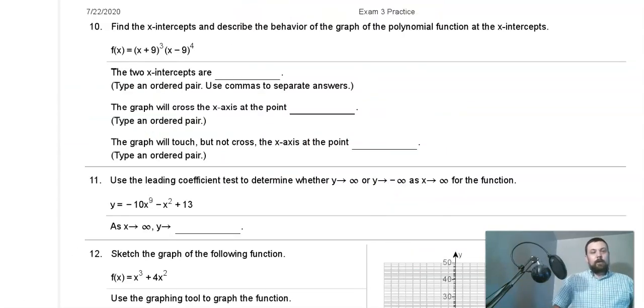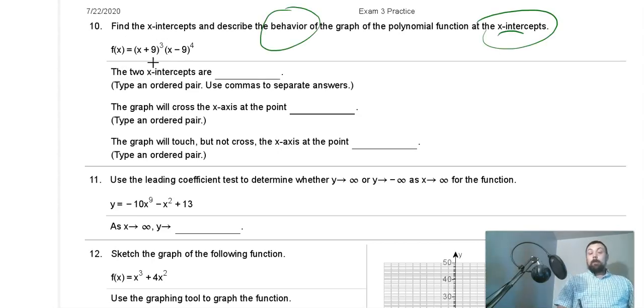Okay, so here we are looking to find the x-intercepts and describe the behavior of the graph of the polynomial function at the x-intercepts. This problem can be done very quickly. Again, you won't have quite these prompts on Canvas that you do on Math Excel / My Math Lab.